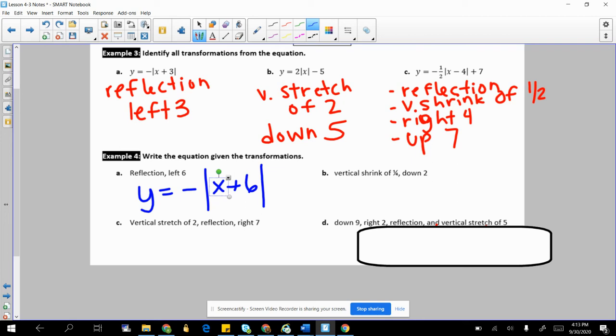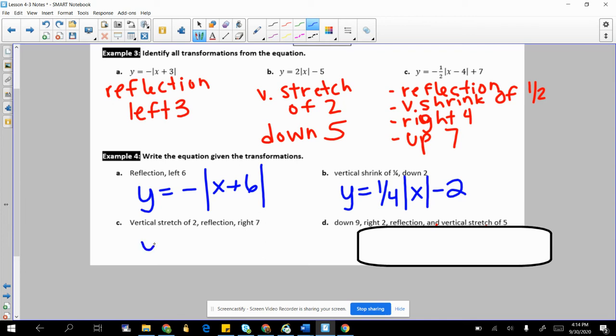Okay. Part B, there's a vertical shrink of 1/4 and it moves down 2. So that's going to look like y equals your vertical shrink, which is 1/4. And then your absolute value. And then there's no movement left or right, so you're going to end that. And then down 2 would be a -2 at the end.